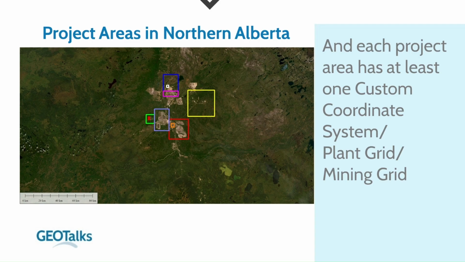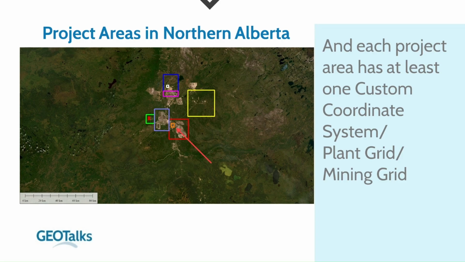And each of these project areas, so each of those squares or rectangles that you see there, has at least one, whatever you want to call it. Custom coordinate system, plant grid, mining grid, engineering grid, local projection, you name it. It has at least one of those. And the reason we use them is that they're actually really useful and important at Suncor for the things we do. And I'll explain why.